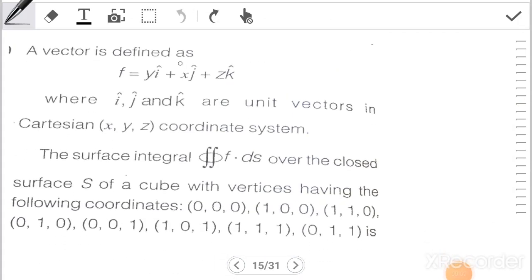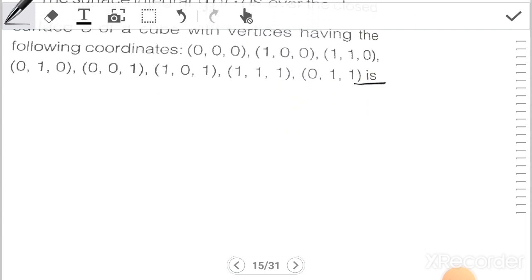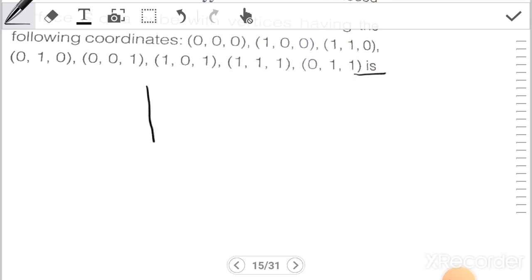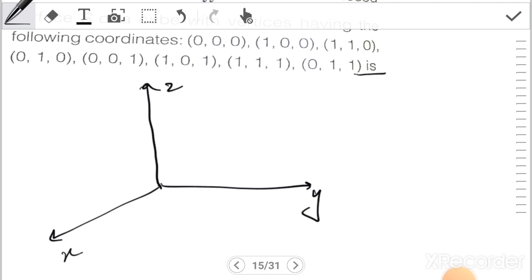A vector is defined as f, where i, j, k are unit vectors in the Cartesian coordinate system. The surface integral over the closed surface S of a cube with vertices having the following coordinates is. So let us first locate the vertices on the xyz plane. Say this is x, this is y, this is z.